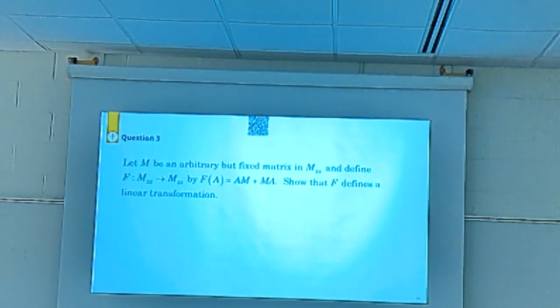What was M22 again? It's the 2 by 2 matrix, right? M22 is a set. It's a set of two 1 by 2 matrices. No. You're on the right track with the 2 by 2 matrix.